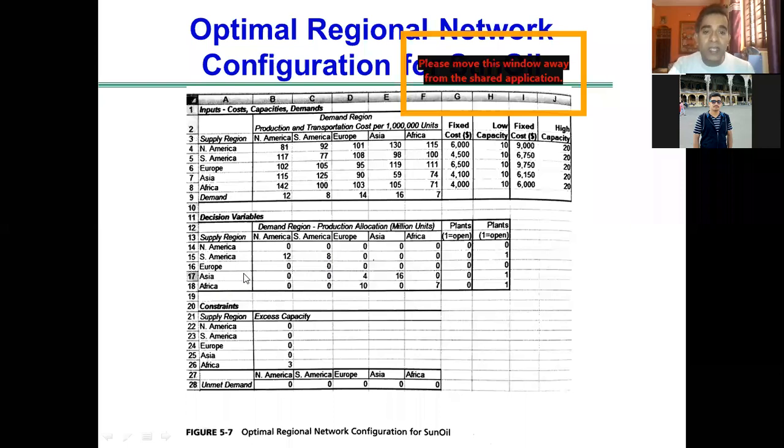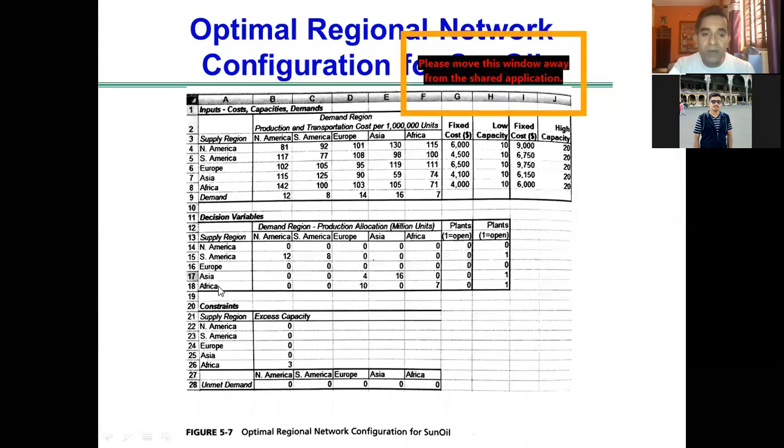Then the second plant will be opened in Asia. Again, one plant with a larger production capacity, that is 20 million units. Out of 20 million units, 4 million units produced in Asia will be supplied to Europe, and 16 million units produced will be supplied in Asia itself. So 4 plus 16, 20 million units. Production capacity utilization is 100%.